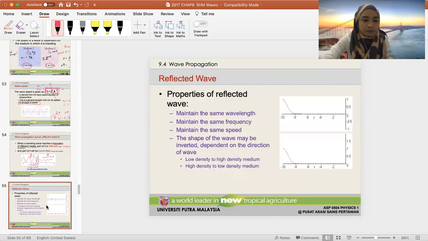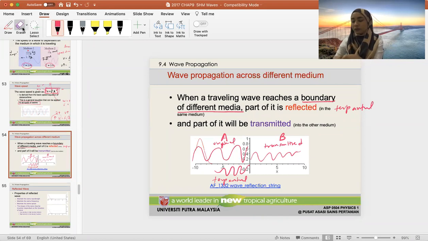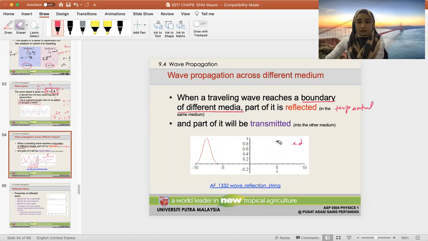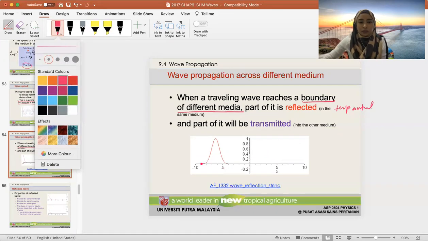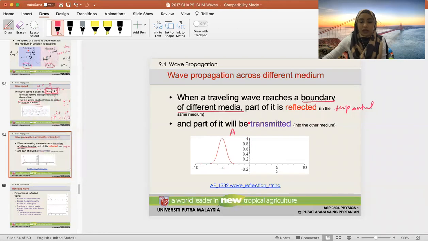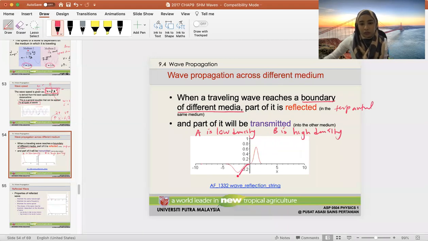Okay, let's see what happens. I'm going to use this one again. So I have a pulse. A pulse is a wave too. When A is low density compared to B, so B is high density, what happens is the reflection will be inverted. Just now I transmitted in orange, and the reflected one is in pink. It is inverted. It becomes inverse. Okay, let's talk about reflection first.